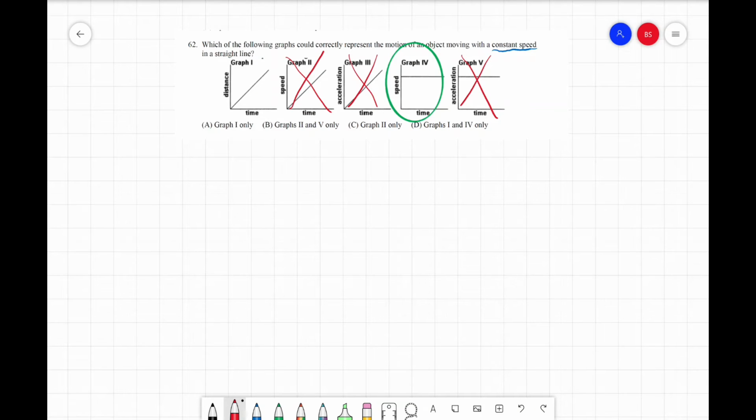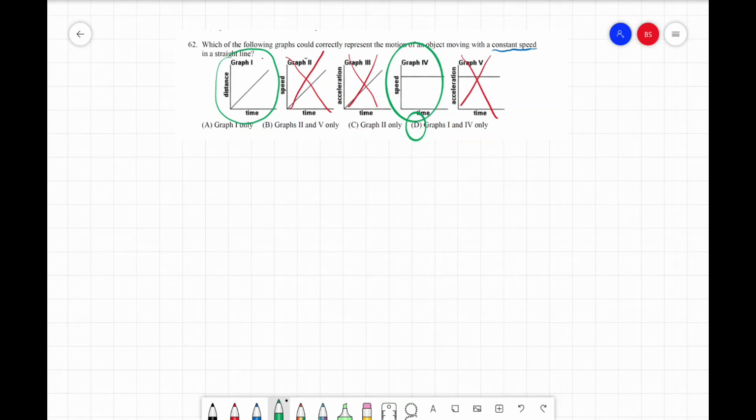Remember that the speed is going to be the rate of change of the distance. Since we can see that our rate of change of distance is constant, that is, the slope of this line is constant, we can see that this answer does represent an object moving with a constant speed. From this, we can see that the 2 options that are correct are graph 1 and graph 4, which means that our answer is D.